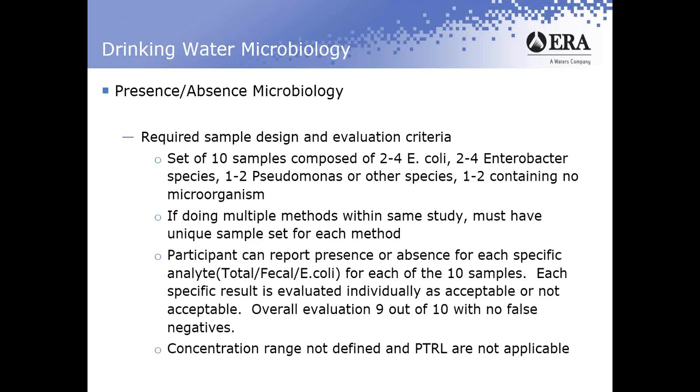So it has to be a set of 10 samples. It needs to be composed of anywhere from 2 to 4 E. coli, 2 to 4 Enterobacter species, 1 to 2 Pseudomonas or other species, and 1 to 2 containing no microorganism. So they need to stay within those parameters and create a sample. It also states on the table if you're doing multiple methods within a particular study, the participant must have a unique set of samples for each of the methods that they're seeking accreditation.